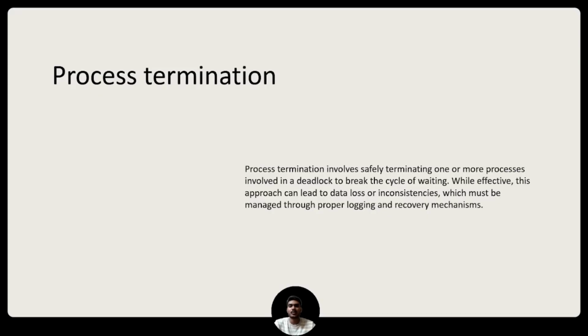Recovery. Process termination. Process termination involves safely terminating one or more processes involved in a deadlock to break the cycle of waiting. While effective, this approach can lead to data loss and inconsistency, which must be managed through proper logging or recovery mechanisms.